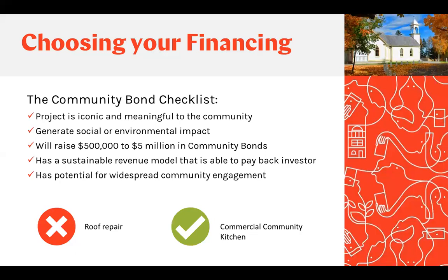So that's a project that could potentially help newcomers or small businesses get started. So there's a social impact there. The kitchen could potentially double as a soup kitchen. That's another social impact. And it's quite, I think, meaningful to the community. And in addition to that, it would have a revenue model that would allow the church to pay back their investors over time.